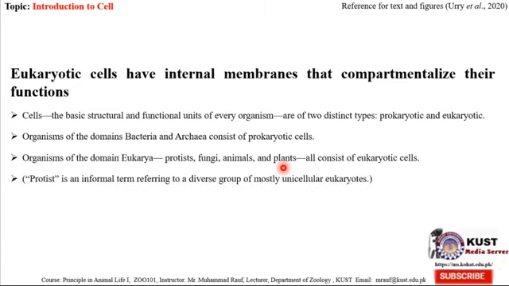Now the kingdom protista is an informal term referring to a diverse group of mostly unicellular eukaryotes. It's a group of organisms and they are classified into phylum Protozoa. Or you can say that all the organisms in phylum Protozoa are protists. So phylum Protozoa is also referred to as phylum Protista.